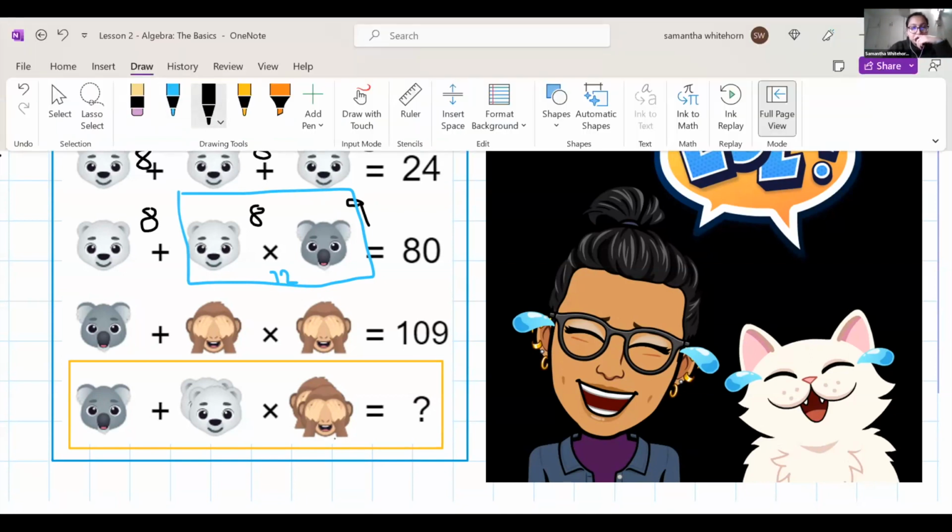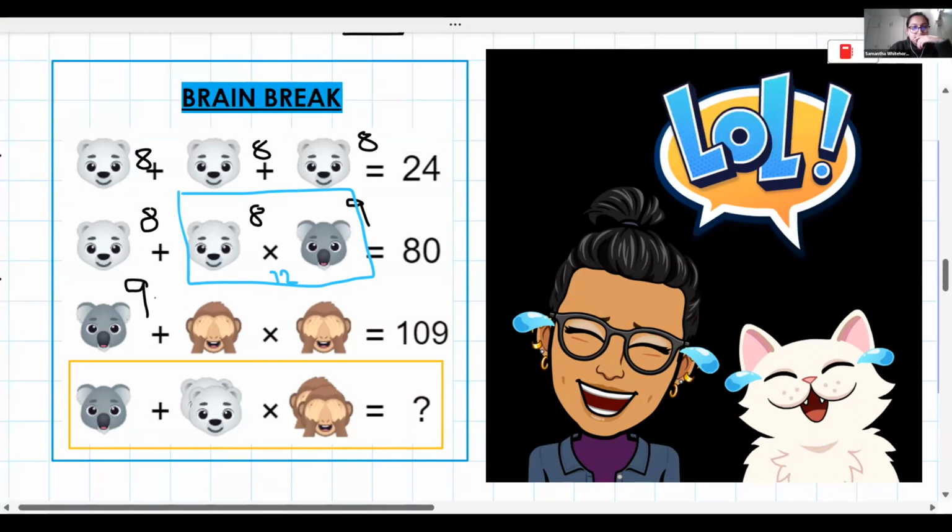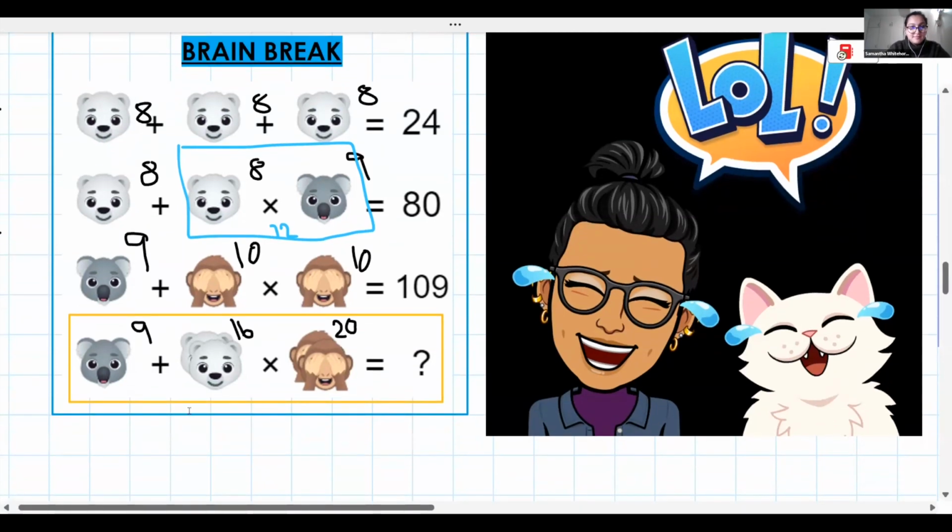And then, ma'am, I said it is 9. And then I said 10 multiplied by 10 equals 100. And then I said plus 9 equals 109. And then because, ma'am, the bears are 2, I said 8 plus 8 equals 16. And the monkeys are 2. I said 10 plus 10 equals 20. Then I said 16 multiplied by 20 equals 320. Then I said plus 9 equals 329.